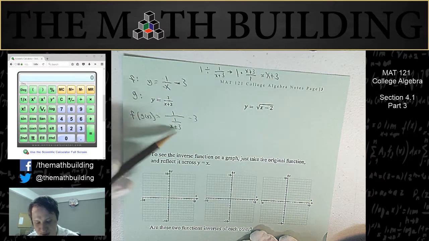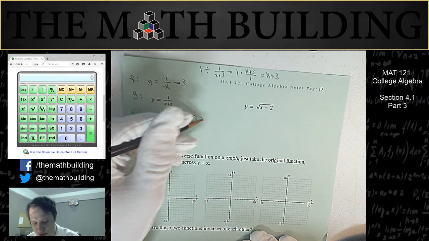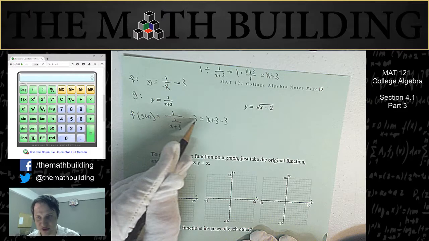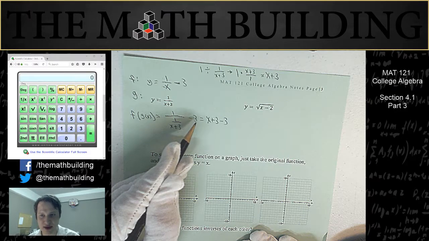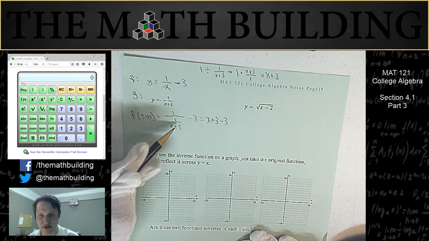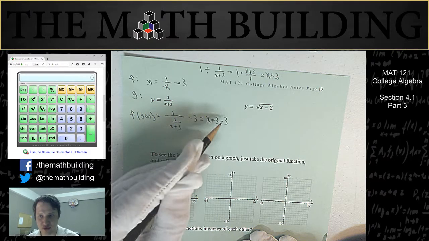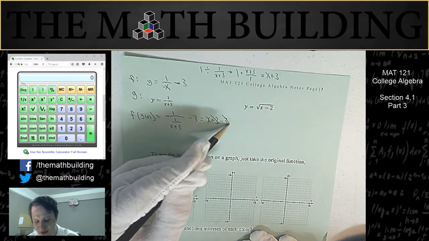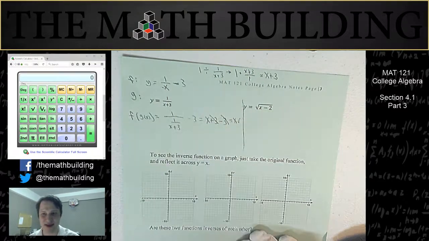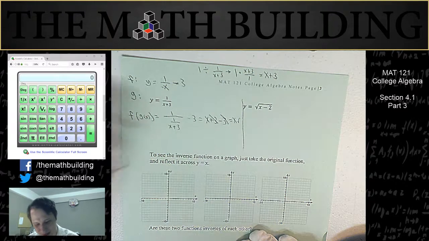So this whole thing right here becomes just x plus 3, minus 3 because of the minus 3 on the end. So all of this stuff became just x plus 3, 1 divided by x plus 3, and then the minus 3 was minus 3. So those cancel, and you get the x right there. Fantastic. Let's do it the other way now.